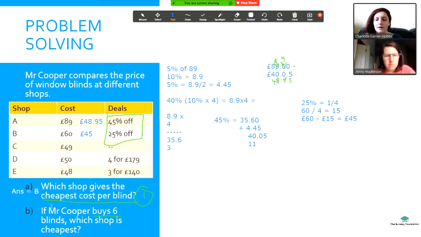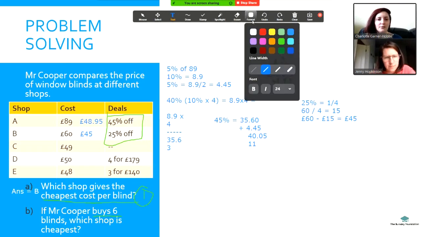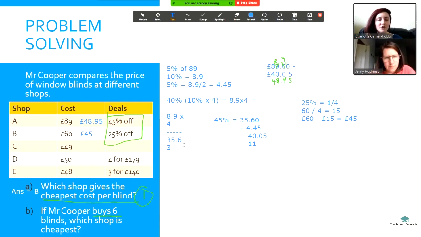Okay, so for question B, if Mr. Cooper buys 6 blinds, which shop is cheapest? So we've done part of the workings out that we actually needed for this question because we've done all of our percentage workings out. That's actually percentages over and done with for this question. From this point onwards, we're just doing some multiplication.